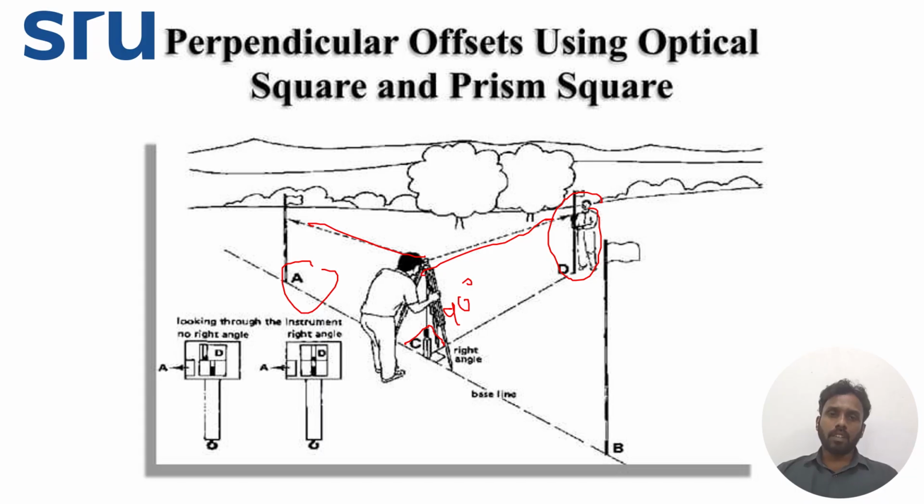The work of a surveyor is to ask your point B to align exactly with the line of sight, which is correlating with the same point where they fixed C. So this is your optical fixing of your perpendicular offset using your optical squares.